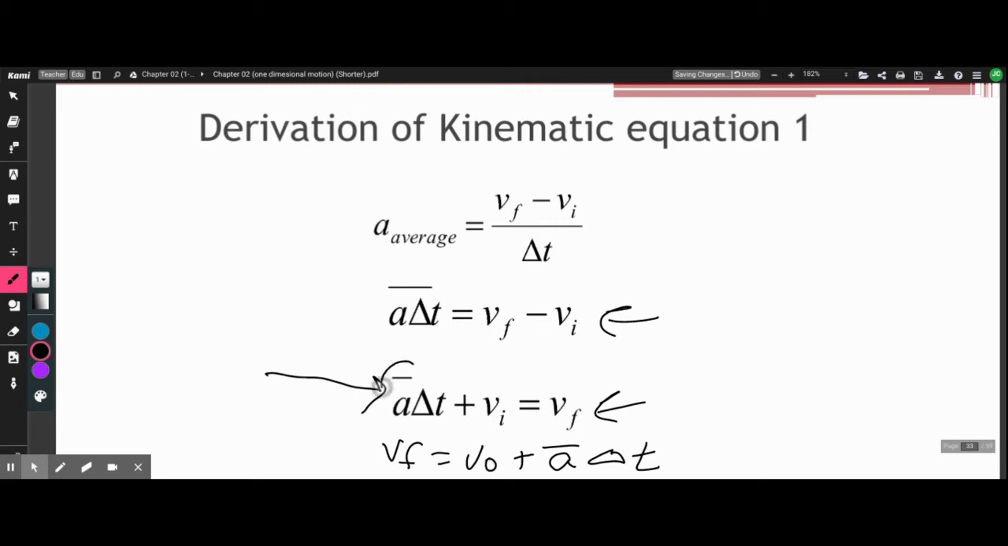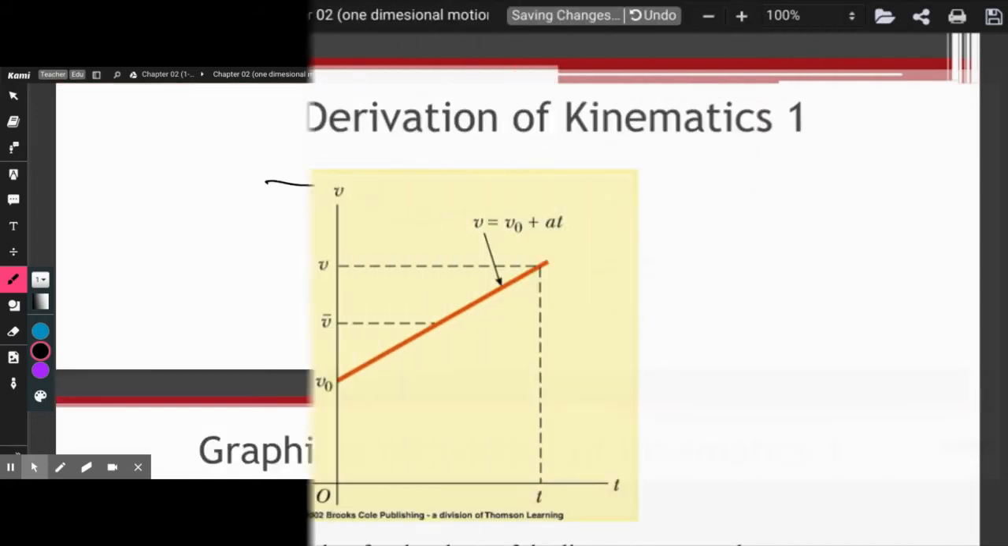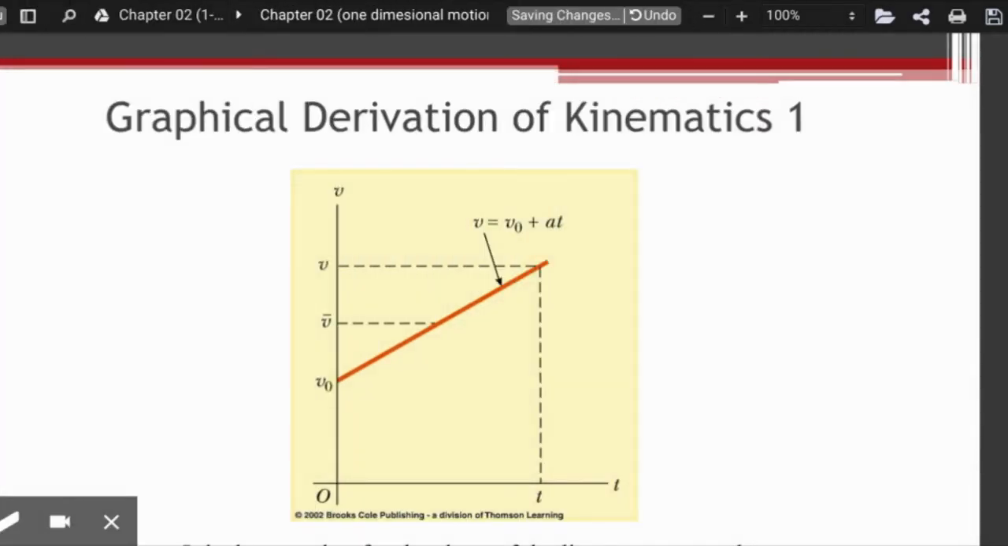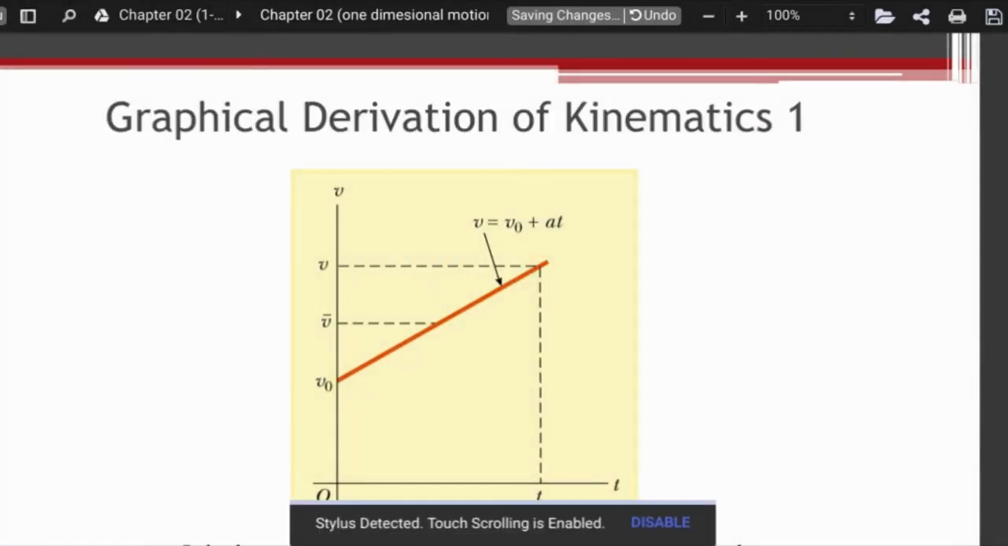The bar means average. And so when the acceleration changes, the average acceleration changes, we have to go and recalculate this particular equation. These equations only work if acceleration is constant. Acceleration must be constant.